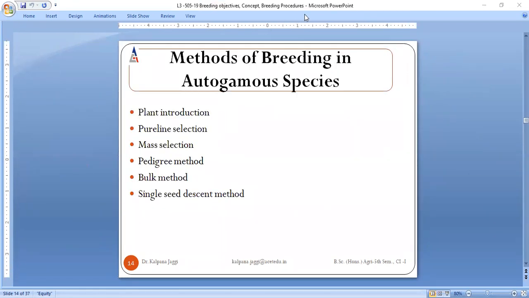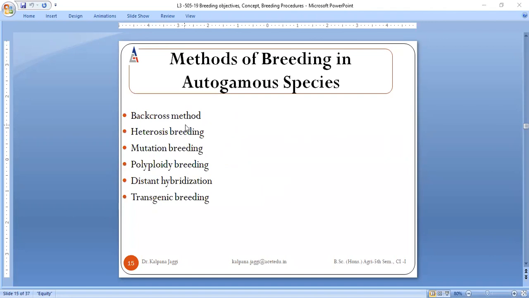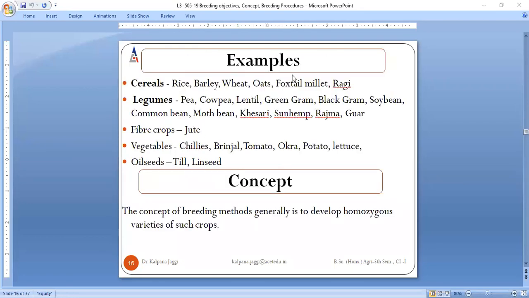Now we will discuss certain methods by which breeding in these autogamous species can take place. You only need to remember the names. Its explanation we will cover in the practical. So these all are the methods by which we can go for breeding in autogamous species. Very first is plant introduction, then pure line selection, mass selection, pedigree method, bulk method, and single seed descent method. Besides these methods, there are more methods like the backcross method and heterosis breeding. So these all are the methods by which we can breed self-fertilizing species. These are the examples where self-fertilization is taking place.